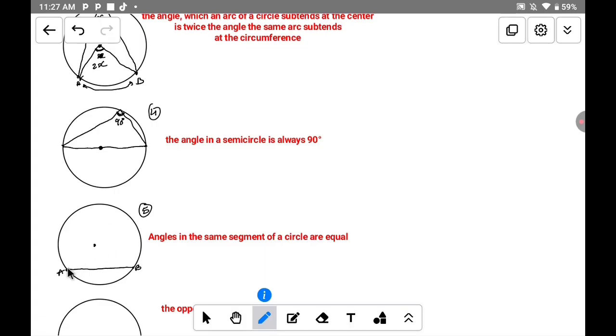If the question says they start from the same place here, and you have an angle that comes to this place and another one that goes to this place, since they lie in the same segment, and you have another one like this, and another one like this, the angle here is equal to the angle here, also equal to the angle here, because they lie on the same segment.